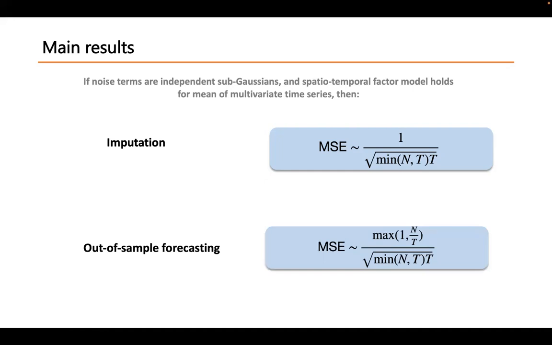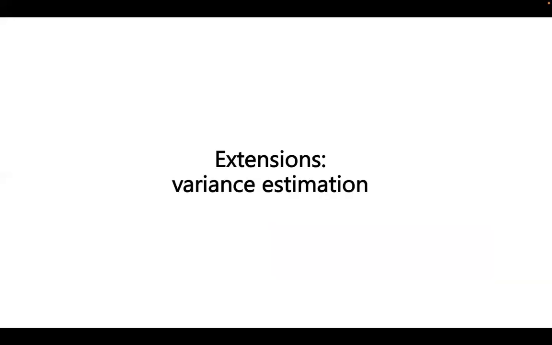With forecasting, we get a result that scales basically as 1 over the square root of min of N and T, times T, but now at the top we have a max of 1 over N and T. So if T is a lot bigger than N, you have the same rate as imputation. If N is a lot bigger than T, then the rate is weaker. But one simple way of dealing with N much larger than T is to simply create subsets of your time series of size T, such that you effectively get back the same rate of 1 over the square root of min of N and T, times T.